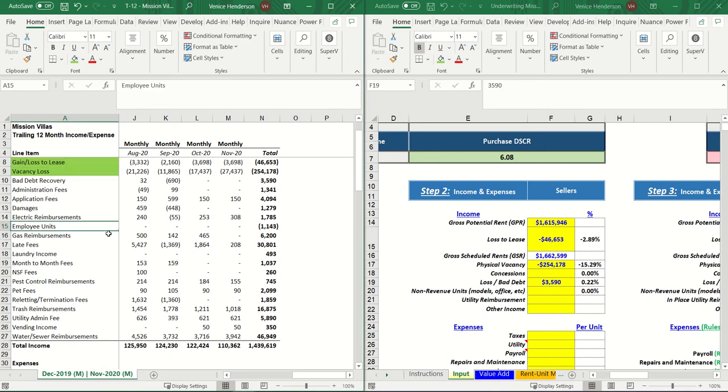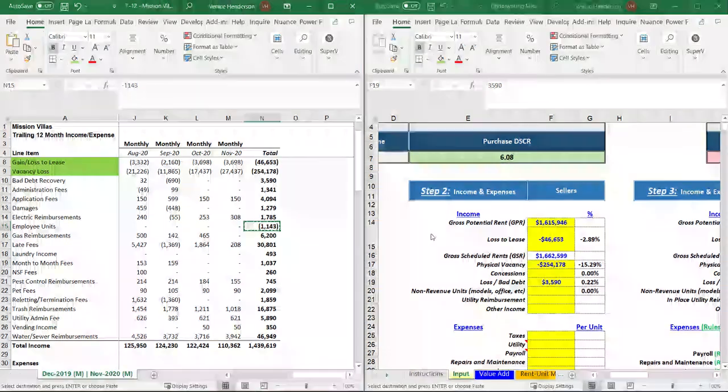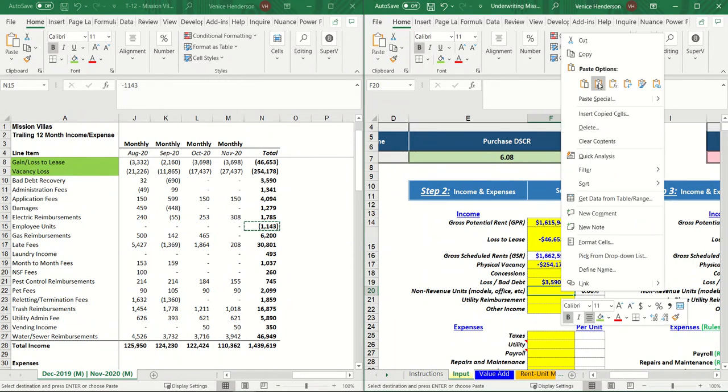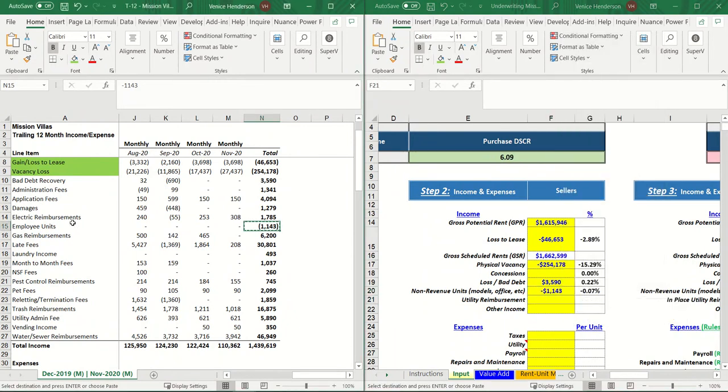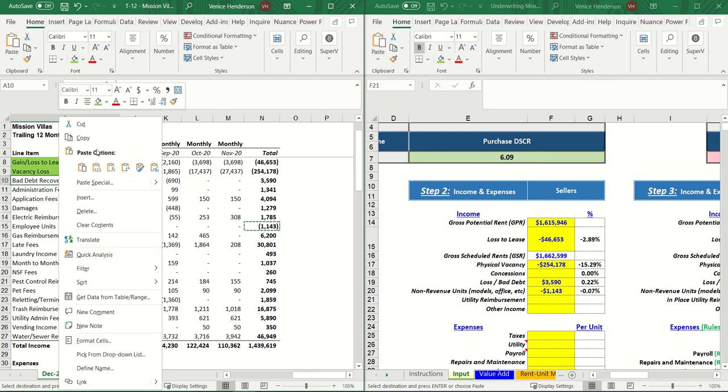So we're looking for non-revenue units. We have employee units. I guess that would be that. Let's see what else we can do. Okay, so we are going to just utilize that. Paste it on over as a value. Utility reimbursement. So we have electric reimbursement. We have gas reimbursement. All right, so now I am, sorry you all, did we do bad debt recovery of $35.90? We did. We're going to make this green.